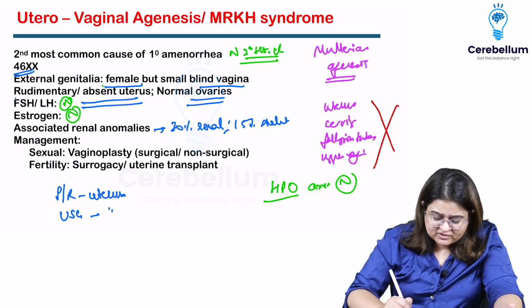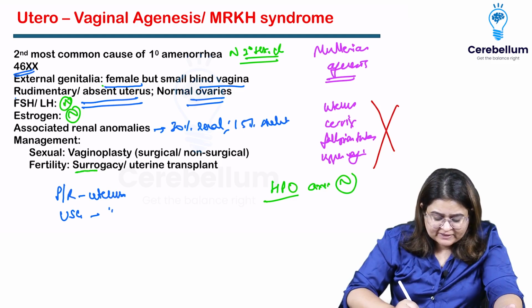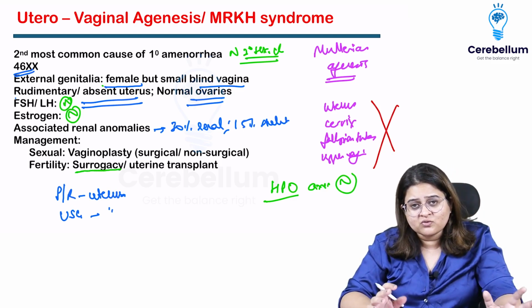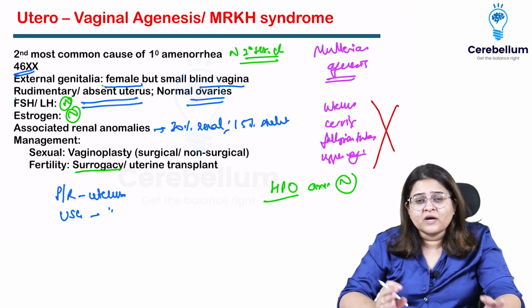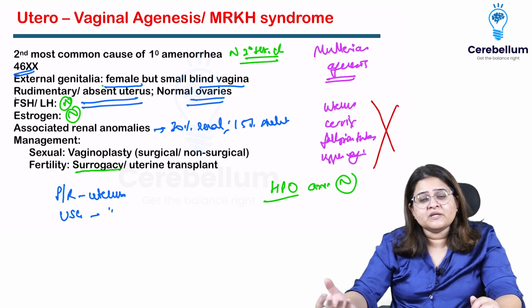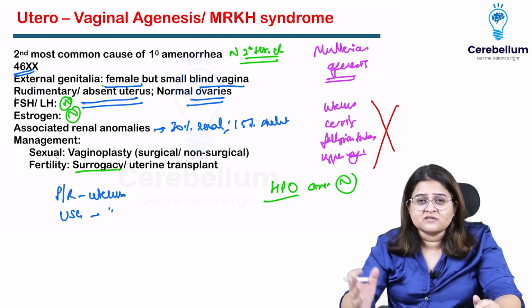There are two ways she can get pregnant. One is surrogacy, that is gestational surrogacy. You borrow somebody else's uterus. She has ovaries, so you take her eggs, and through IVF, you get the embryos made and then transfer the embryos into somebody else's uterus. This is called gestational surrogacy.